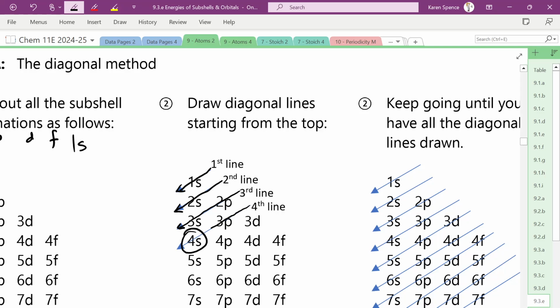All right? And it'll give you all the other weird exceptions and things like that too. So that will tell you the order in which the orbitals get filled. Okay? This is the order of filling the orbitals. So the order of filling is the same as the order of energy from low to high.